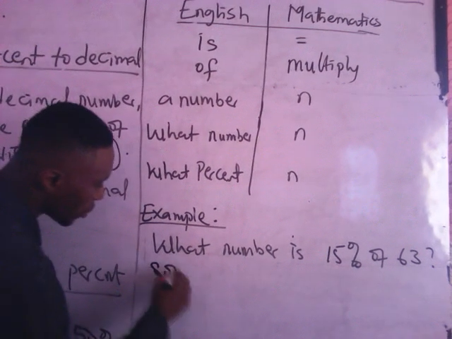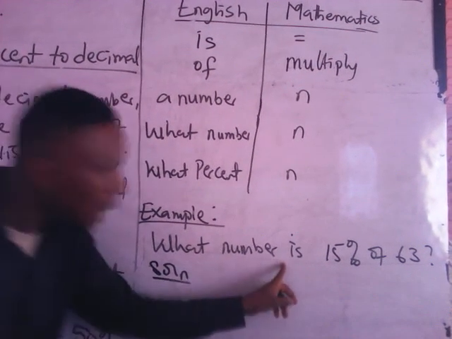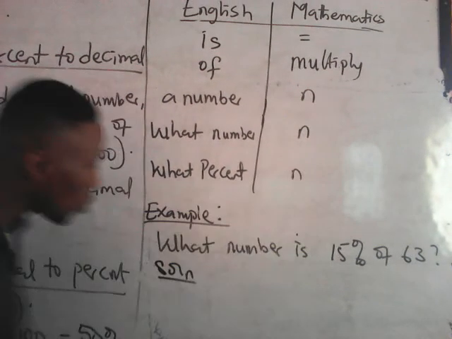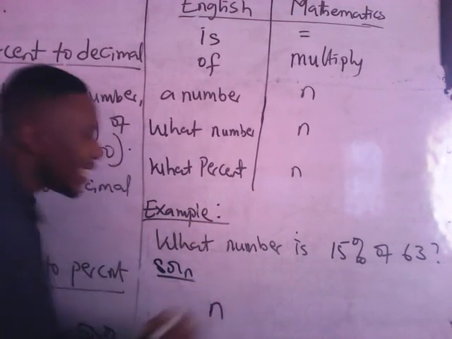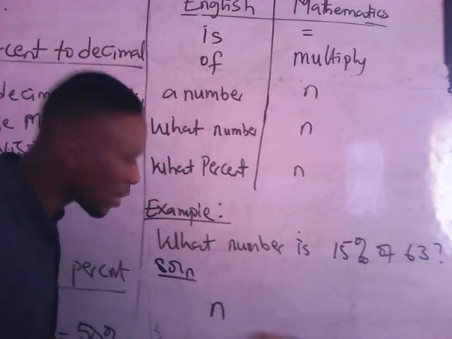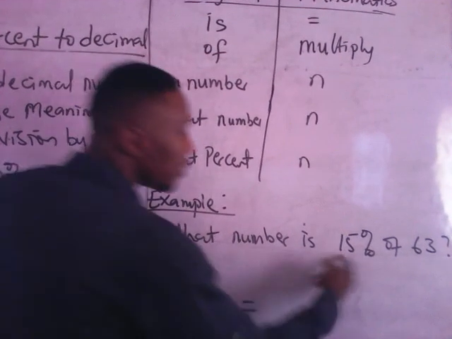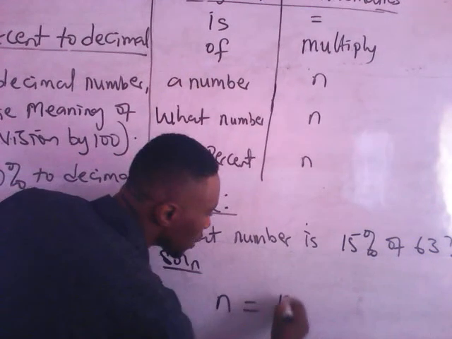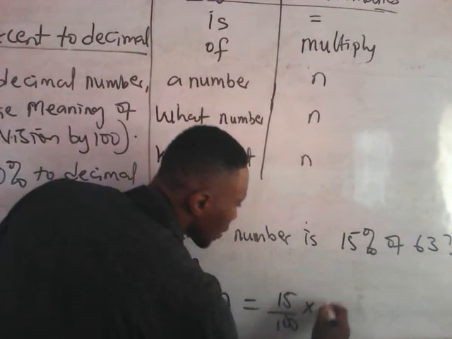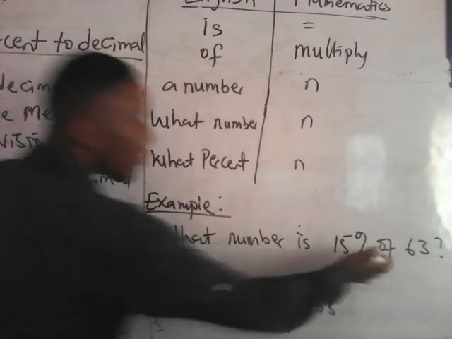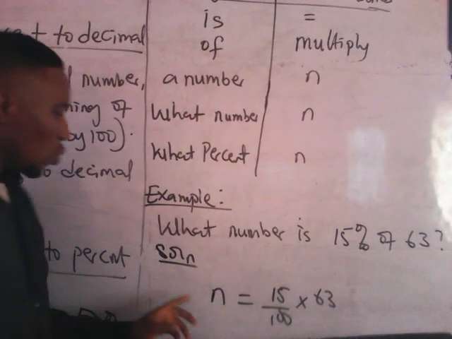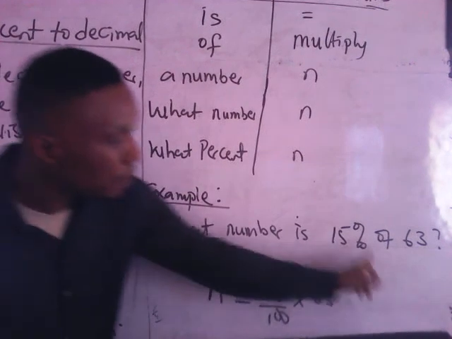You say solution. What number? We say what number means we should just attach it as n. So what number is n? "Is" in mathematics, what does it mean? Equality sign. 15% of, that is 15 over 100 of 63, times 63. Of, we say that "of" is to multiply.